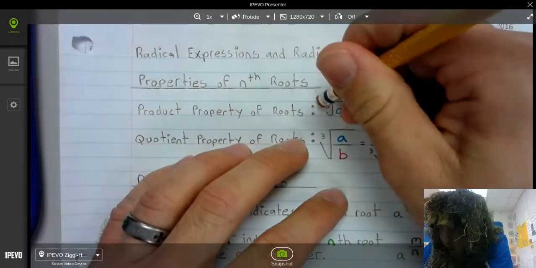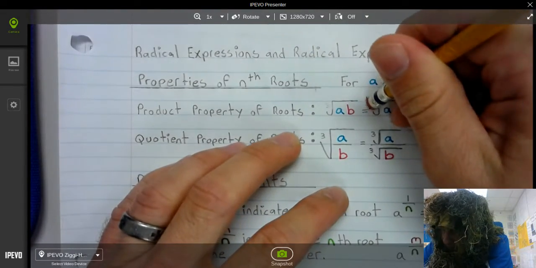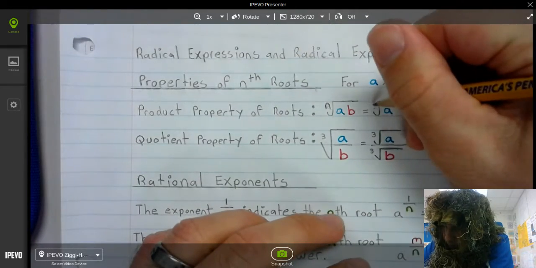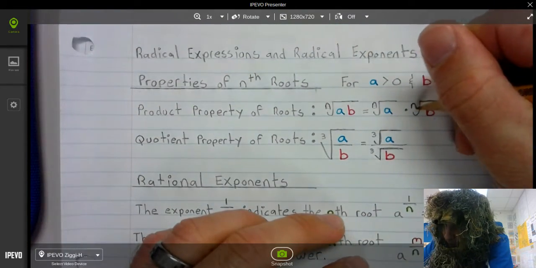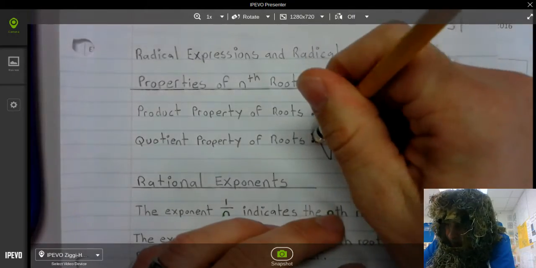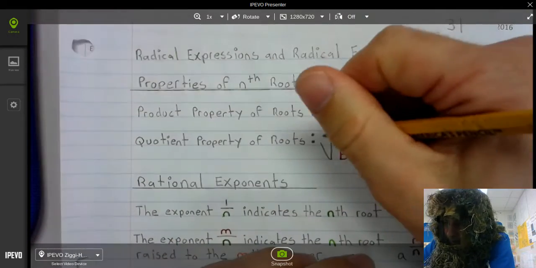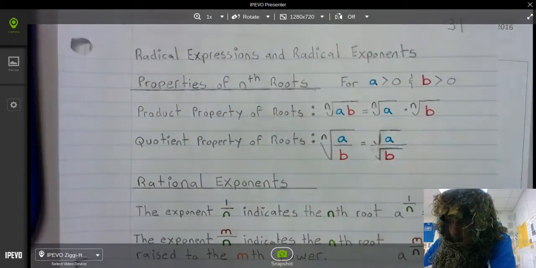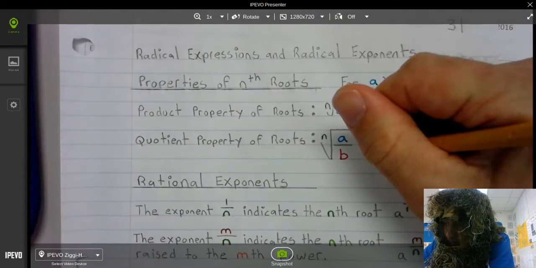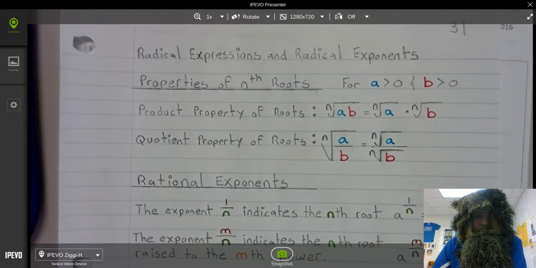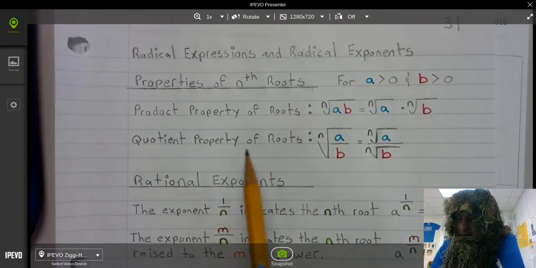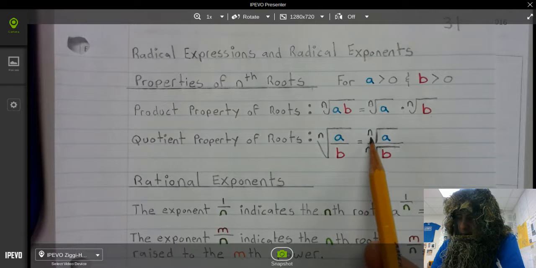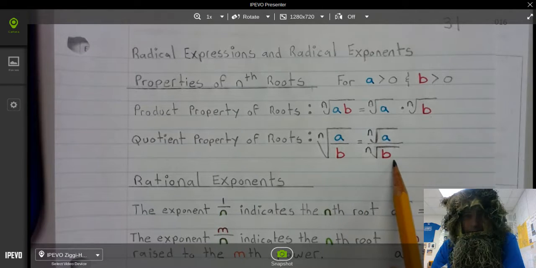And I think I'm going to go ahead and actually change this so it fits more general to the nth root, because the value n doesn't have to be 3. So I'm going to make this the nth root. So the quotient property of roots, if you have the nth root of a divided by b, that's equivalent to the nth root of a divided by the nth root of b.